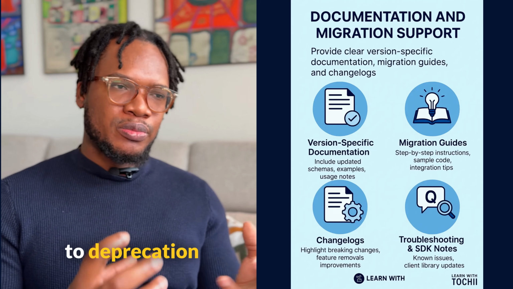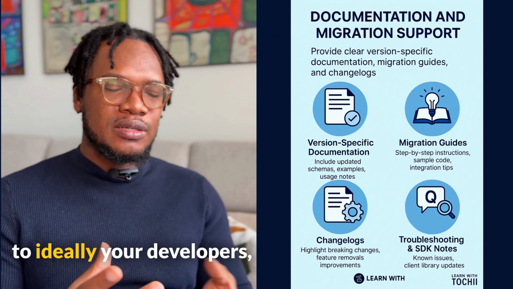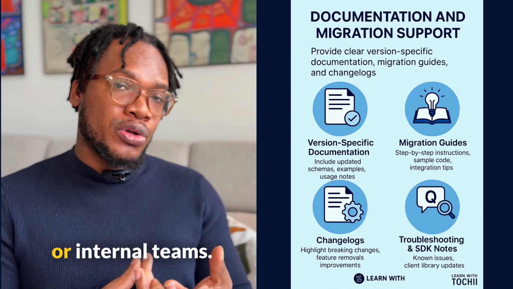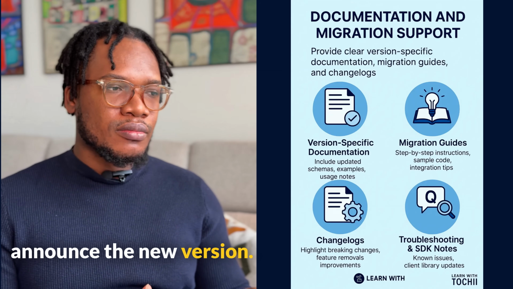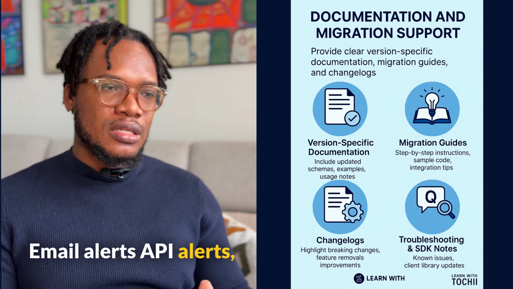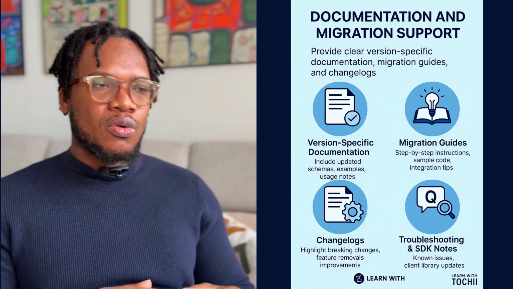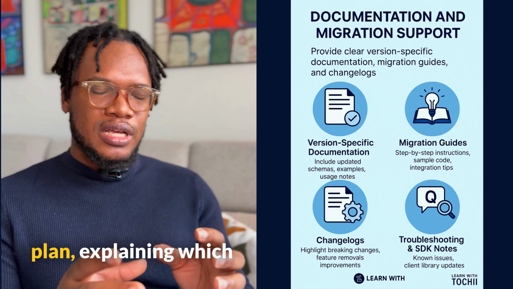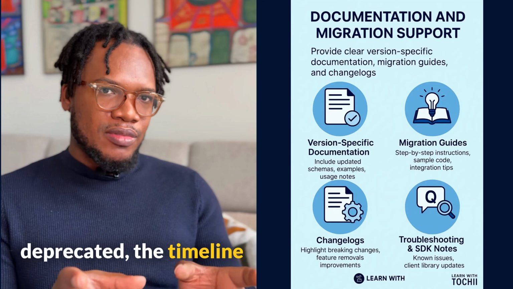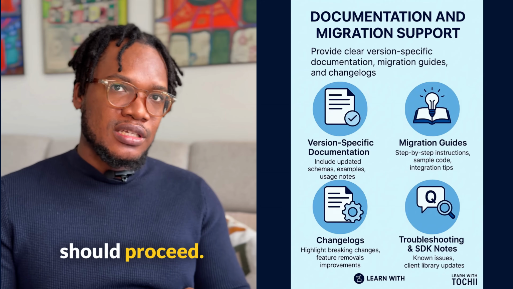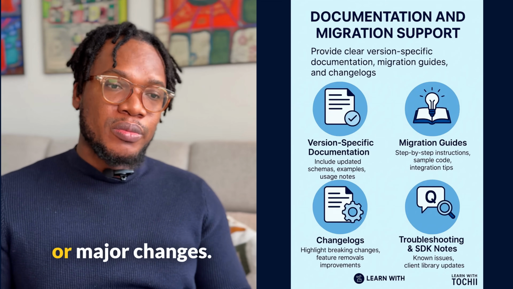Now, we move on to deprecation announcements. Who should you announce the deprecation to? Ideally, your developers, business partners, or internal teams. How should you do this? Use the same channels to announce the new version. Email alerts, API alerts, but you must also have direct communication with these stakeholders. You're providing a detailed deprecation plan, explaining which features are being deprecated, the timeline, and how stakeholders should proceed. You're simply speaking about user guides or migration guides, especially for critical or major changes.